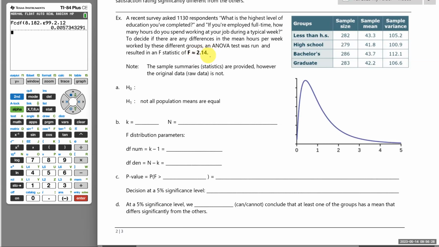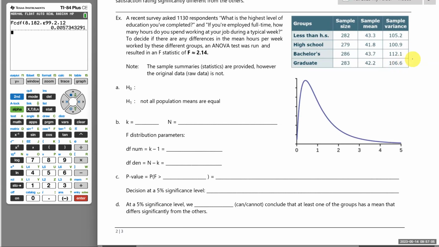So they've already run the ANOVA test and given us their F statistics. We don't have to do that ourselves. In this example, these sample summaries are given. They did not give me the original data, but let me look at people that have completed graduate school. They looked at 283 people that completed graduate school, and on average, they worked 42.2 hours during a typical week with a sample variance of 106.6.